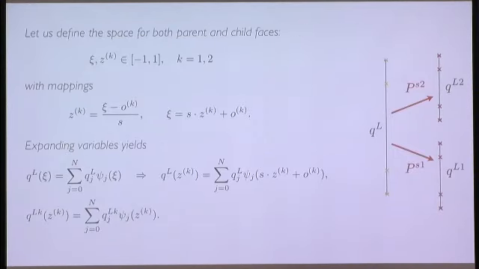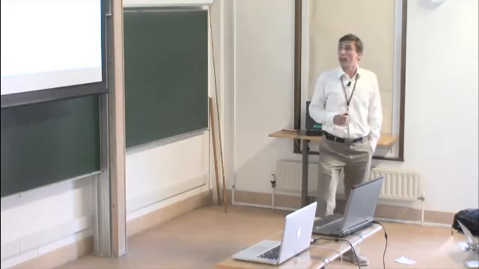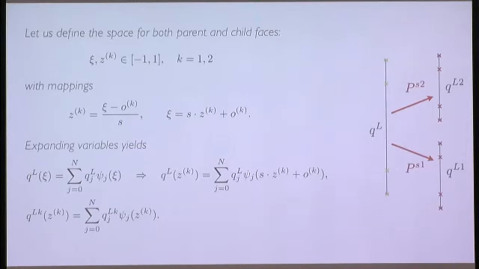So let's first focus on the scatter operation, going from the parent edge to children edges. First of all, we define the coordinates xi, z1, and z2. Xi lives on the parent edge, z1 and z2 live on the children edges. Then we define mappings from xi to z and z to xi, where s is the scale. In our case, it's always 1/2. And the offset parameter is plus or minus 1/2, depending on which child we're talking about.